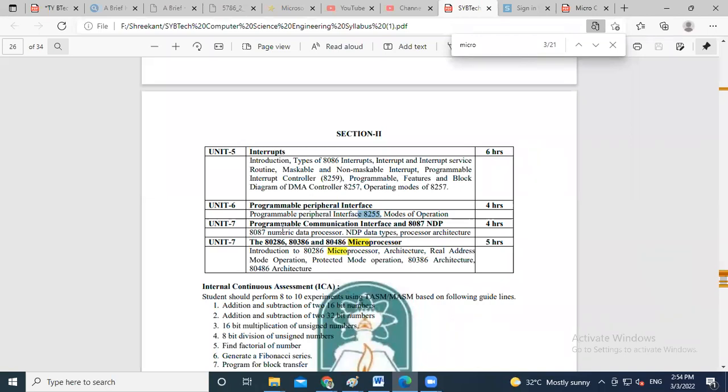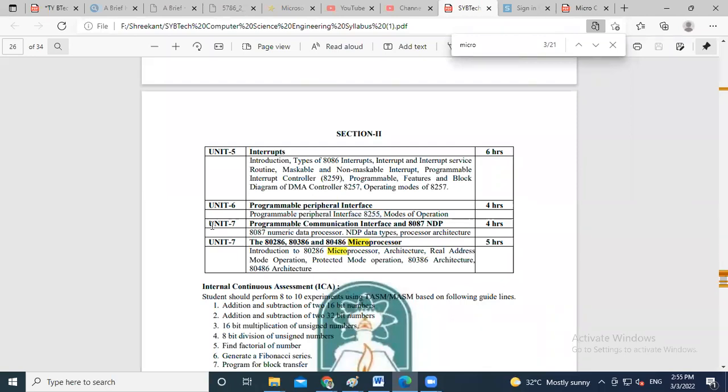8087 is nothing but the extended version of 8086. We call 8086 the main processor, and 8087 the coprocessor. The coprocessor cooperates with the main processor, and some extra features are implemented in the 8087, supporting the 8086 processor. By using this coprocessor with the main processor, the numeric data processing becomes faster in execution. For fast execution, we use the coprocessor 8087 along with 8086.